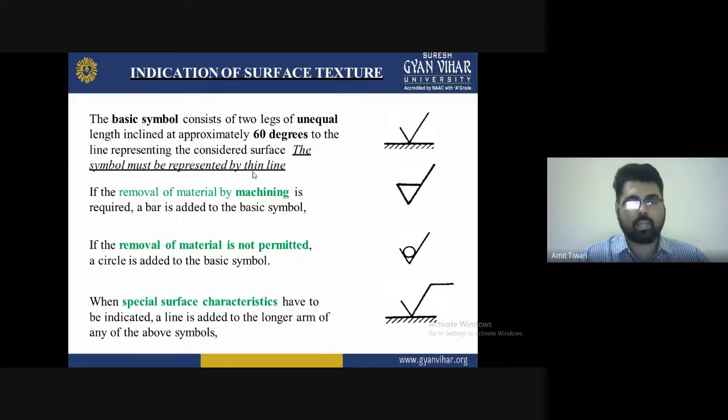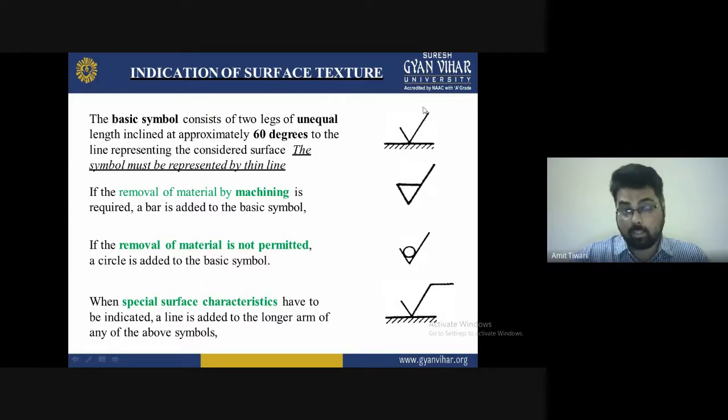As is shown in this diagram, it is a basic symbol consisting of two legs of unequal length inclined at approximately 60 degrees to the line representing the considered surface. The symbol may be represented by a line, as we will show in this diagram. So whenever you are doing this operation, keep in mind that there are some indications for the surface texture.